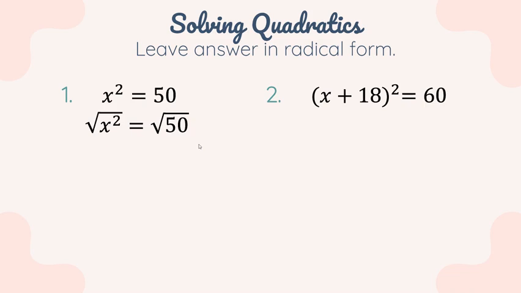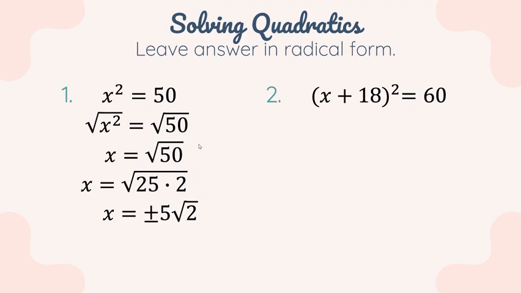I know that 50, if I'm simplifying this and leaving it in radical form, meaning no decimals, you just leave it with the square root symbol. 25 times 2 goes into 50. So when I simplify that, I'm going to get plus or minus 5 times the square root of 2 is equal to x. Okay, we're building on the principles we've already learned, and then we're combining it with what we're doing today.